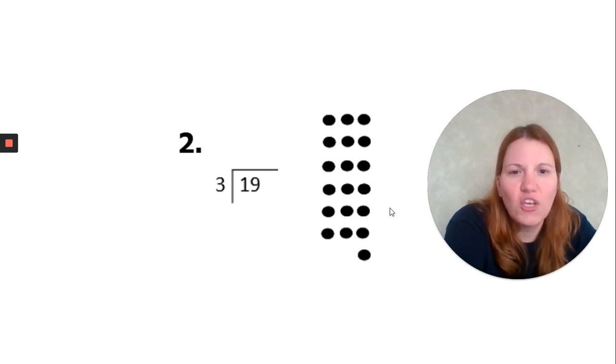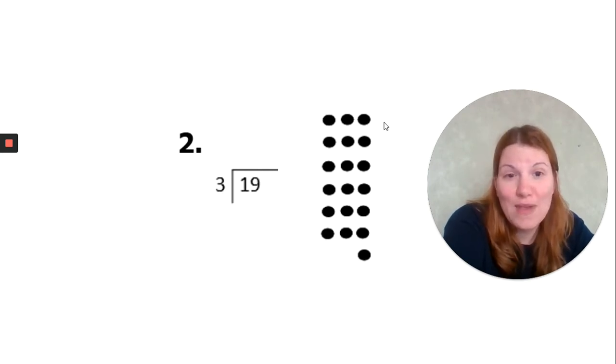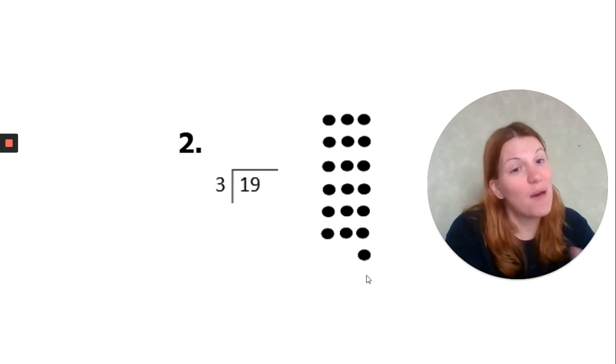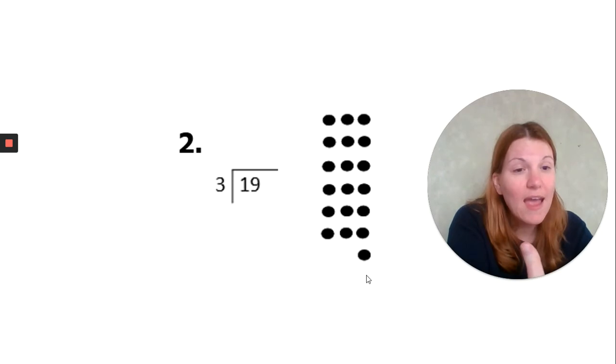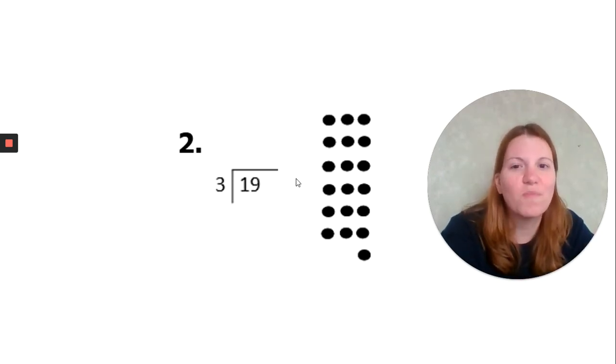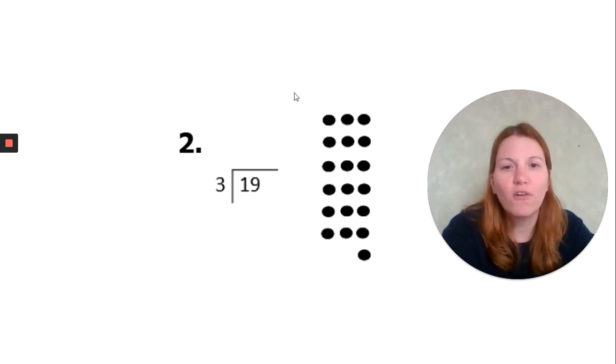Let's try number 2. Here we have 19 dots altogether, and we're going to go ahead and make groups of 3. So we're going to circle as many groups of 3 as we can. And again, I made this pretty easy for you because I lined them up already in rows of 3. You could still do the problem even if they were kind of randomly spread around the page, but I'm going to make it nice and neat and pretty for our first day of practice. So we're going to circle groups of 3.